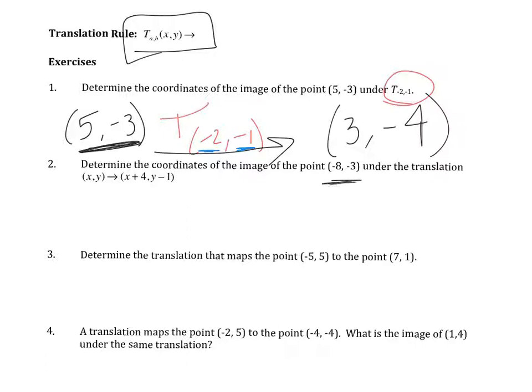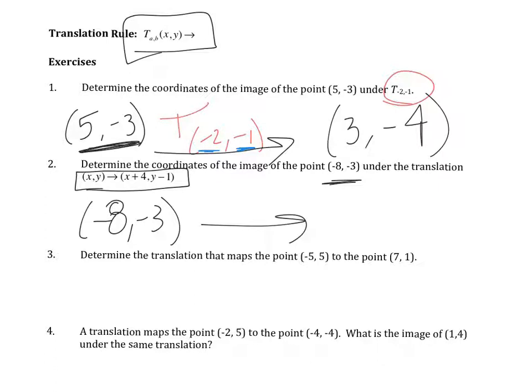On this next one, it's talking about taking the coordinate -8, -3, and it gives us this weird rule, but this rule is exactly the same as a translation of 4, -1. Think about it for a second. It's actually flat out telling us to add 4 and to subtract 1. So if I was to add 4 to -8, I would get -4, and if I was to subtract 1 from -3, I would get -4. Just be careful with your positives and negatives.